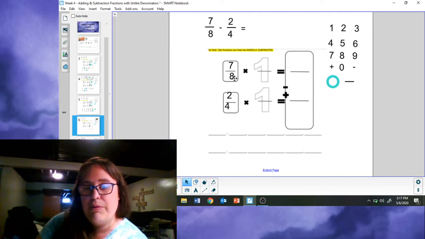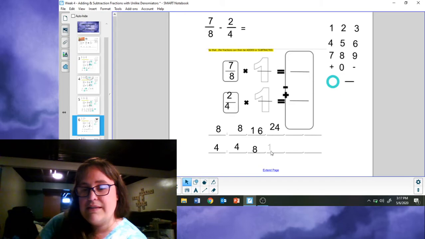All right, so I'm going to bring down those denominators, the 8 and the 4. Maybe you're even starting to see this just a little bit. So 8, skip counting, 8, 16, next number is 24. And I'm going to stop there because that's pretty high already. I'm going to start skip counting by 4s. 4, 8, 12. I'm going to stop because I already see it. It is 8. So that's our new denominator.